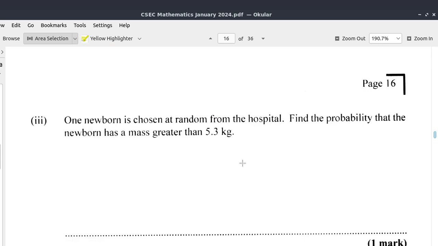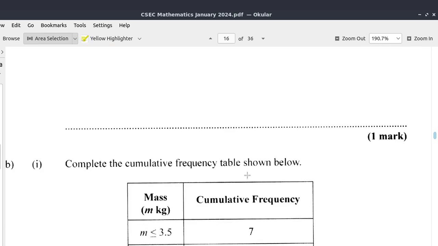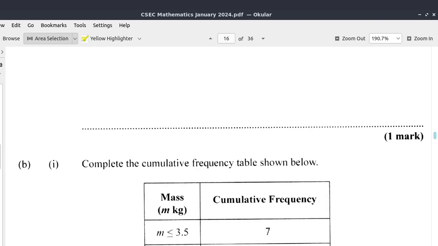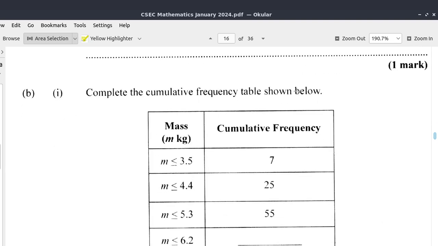Alright. Now we have part B. Complete the cumulative frequency table below. Let's deal with that in another video.